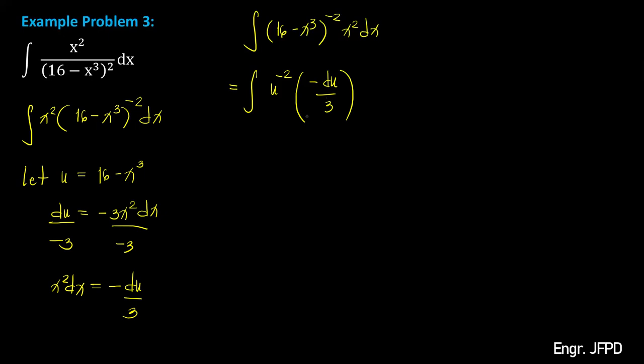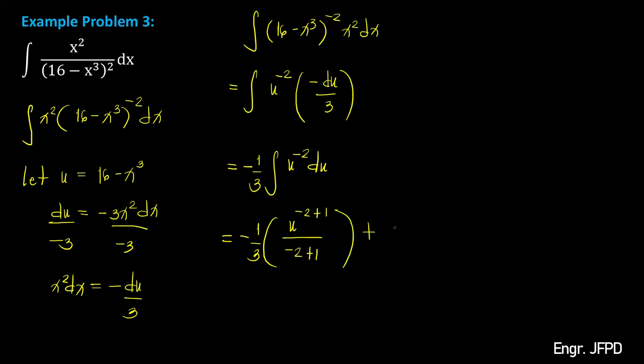Wherein this negative 1/3 can be factored out of this equation. And we will have negative 1/3 times the integral of u raised to negative 2 du. Again, we just simply factor out the negative 1 over 3. And for the integral of u raised to negative 2 du, we can apply here the power formula, wherein this is now equal to, first, just copy the constant negative 1 over 3, apply the power formula, and this is u raised to negative 2 plus 1 over negative 2 plus 1. And do not forget to write the plus c.